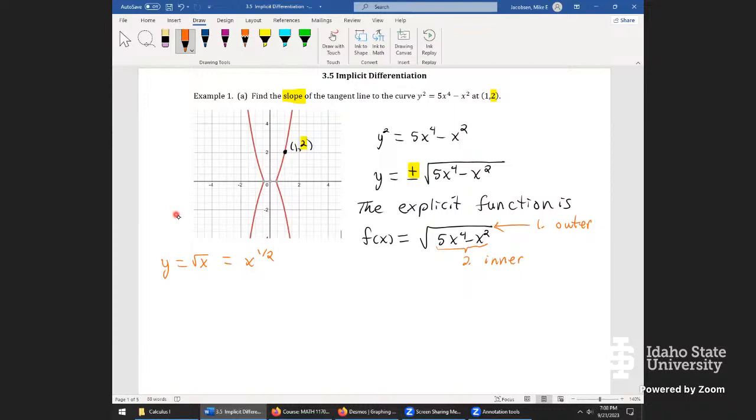Next thing we'll do is differentiate. So we'll say y prime equals. First thing that happens is by the power rule, 1/2 comes down. The new power of x is 1 less, so it's going to be 1/2 minus 1. And then this becomes 1/2 x to the power of negative 1/2. That's a fine derivative as it stands right there.